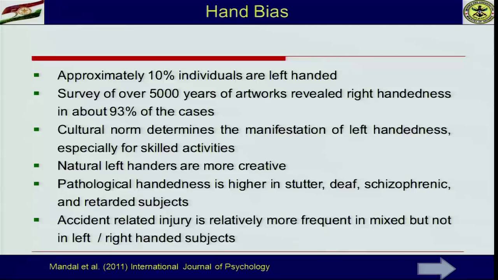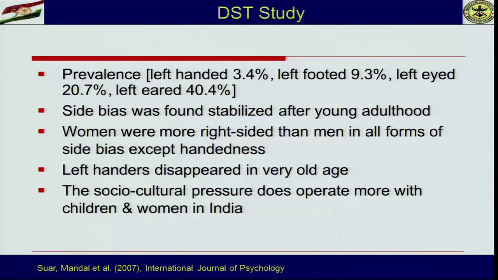We have also found that accident related injury is relatively more frequent in mixed but not in left and right handed subjects, indicating that if a person is either left or right handed, the accident frequency does not increase. But if the hand dominance is changed forcefully in the course of development, then there is a chance that the people become mixed or clumsy, as a result of which there is a higher incidence of accidents under such conditions.